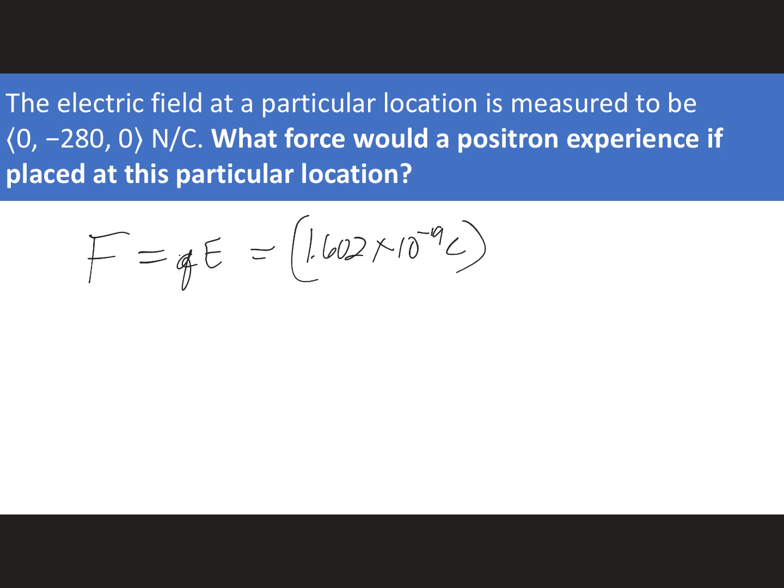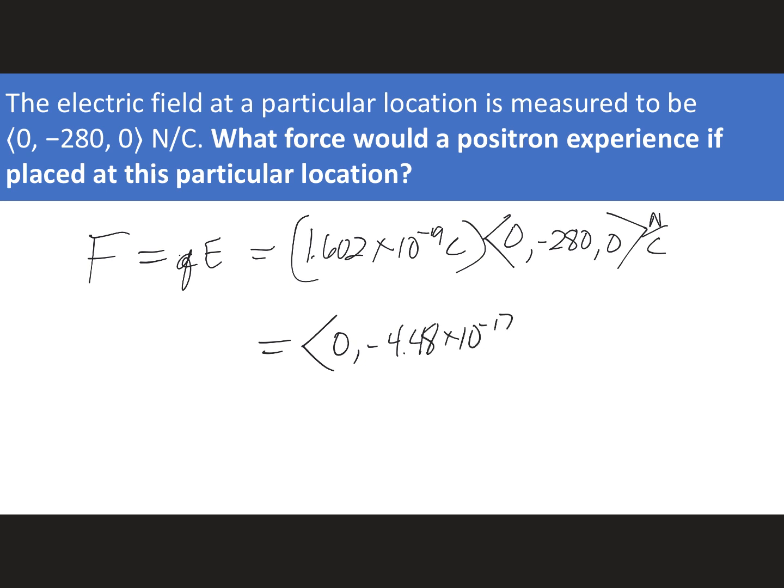So a positron would have that elementary charge, it'd be positive, and then this vector 0, negative 280, 0 newtons per coulomb. So you do that multiplying out. Your x component's going to stay 0. This y component will reduce in magnitude a bit because of that charge. So 4.48 times 10 to the minus 17. And then your z was still 0, and it's that number of newtons.